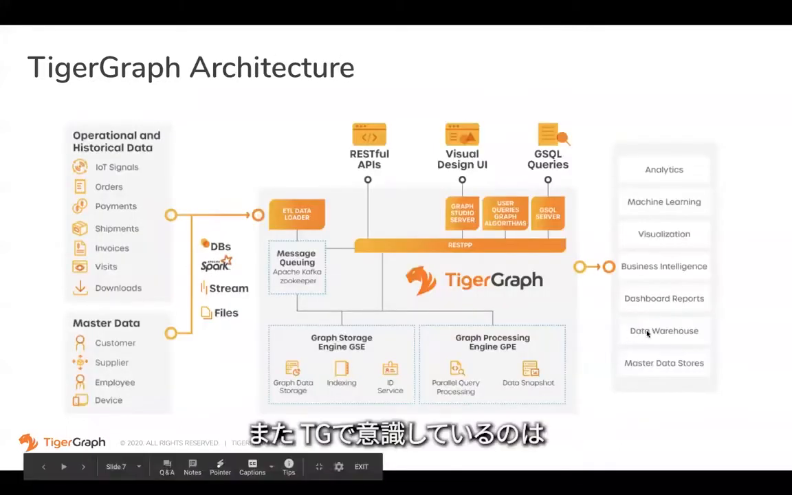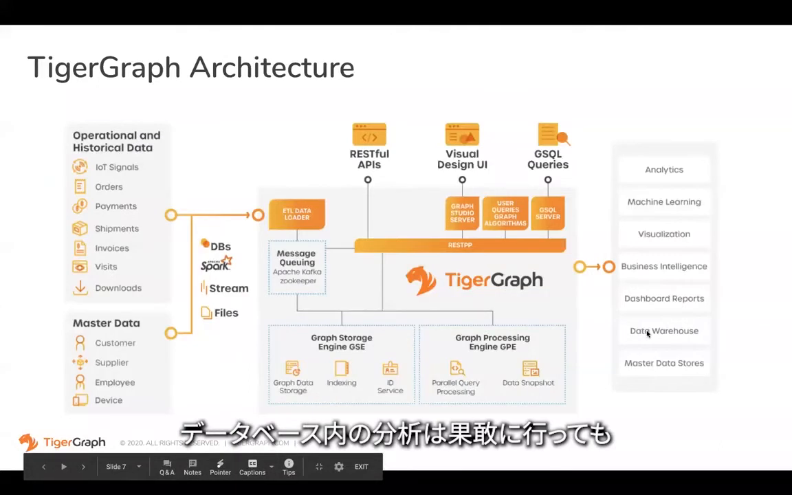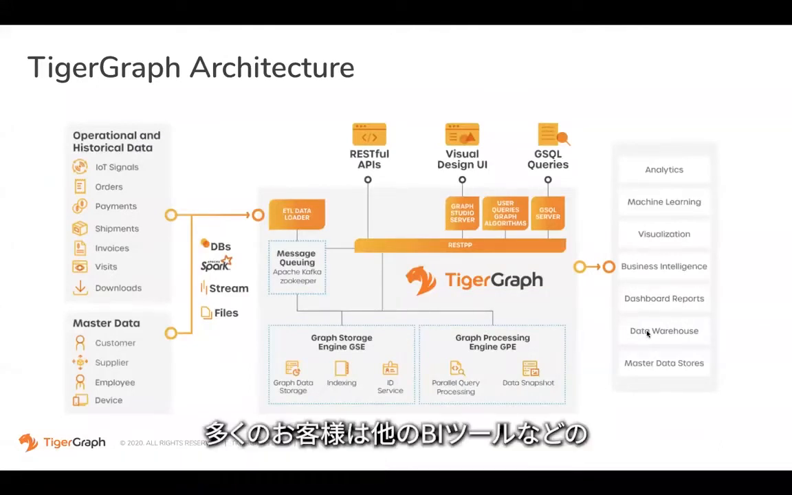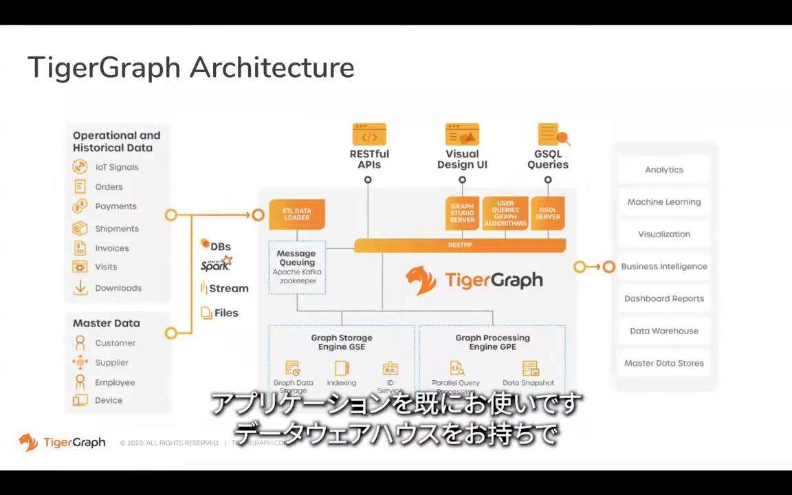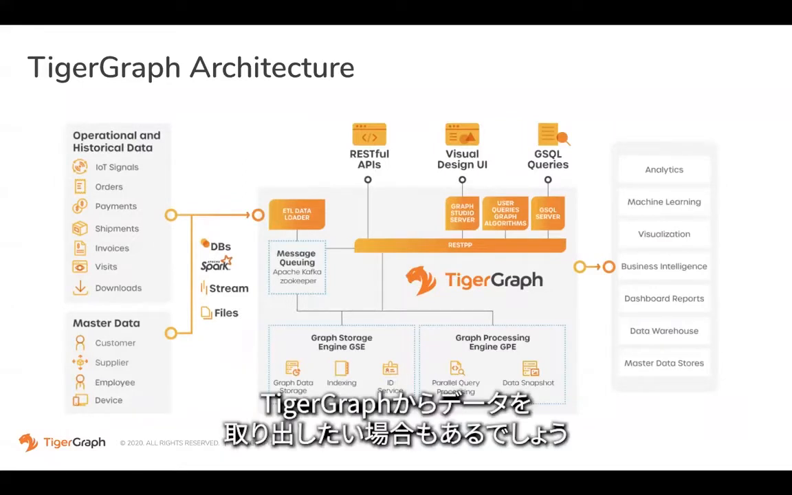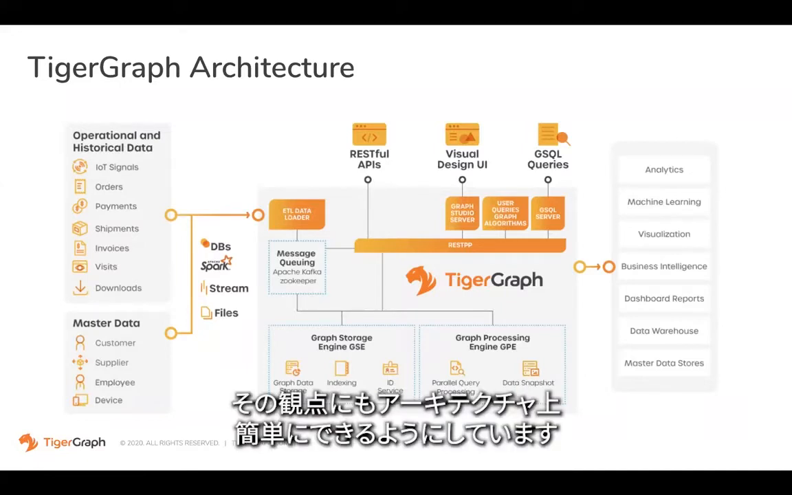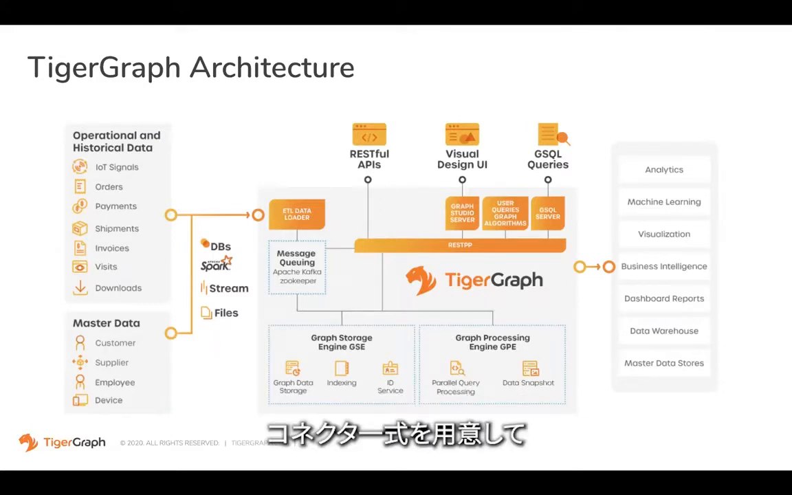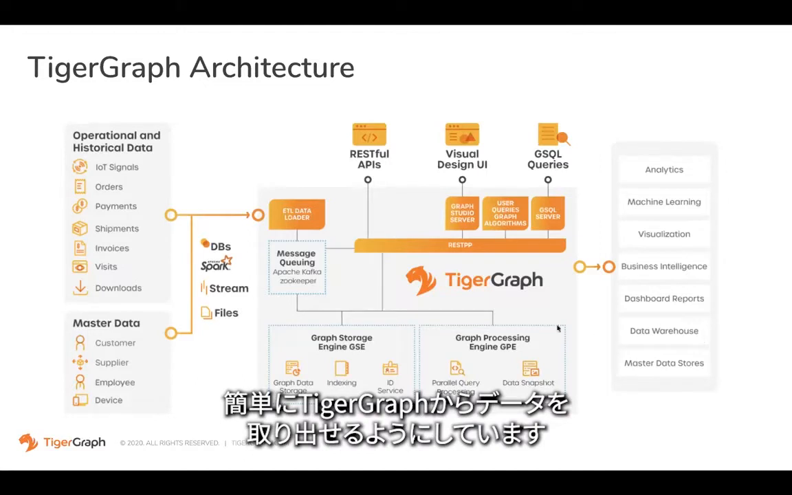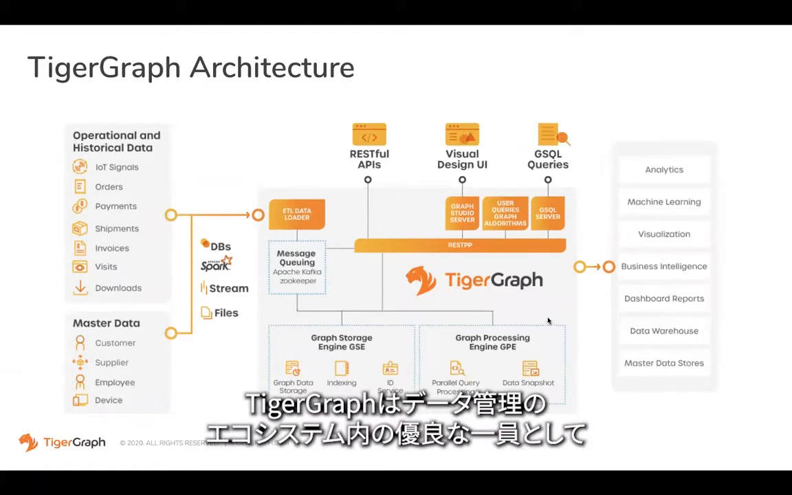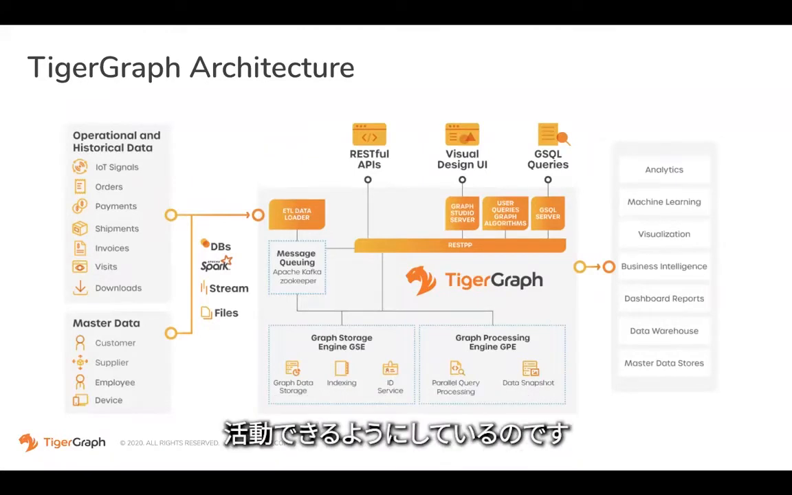And then we also know that as much as we do in-database analytics, a lot of customers have investments in other applications like BI tools. They may have data warehouses where they want to take the data out of TigerGraph. So we make that easy in the architecture. We have a family of connectors that allow you to take the data easily out of TigerGraph as well. That way, TigerGraph is a good citizen in terms of how it operates within the data management ecosystem.